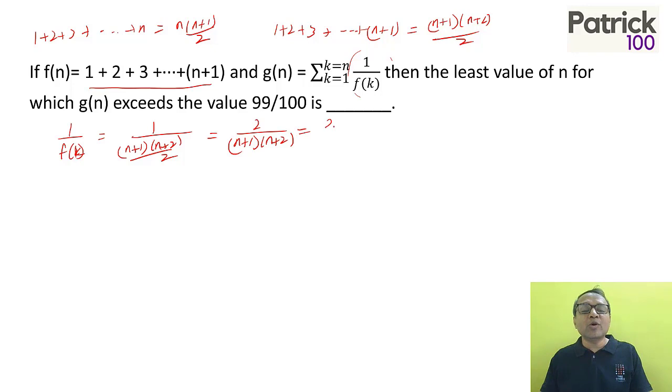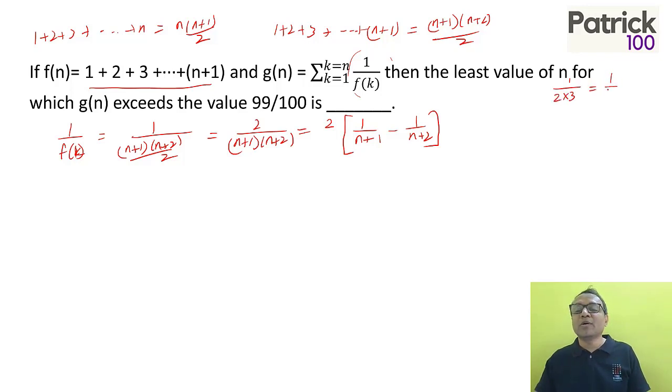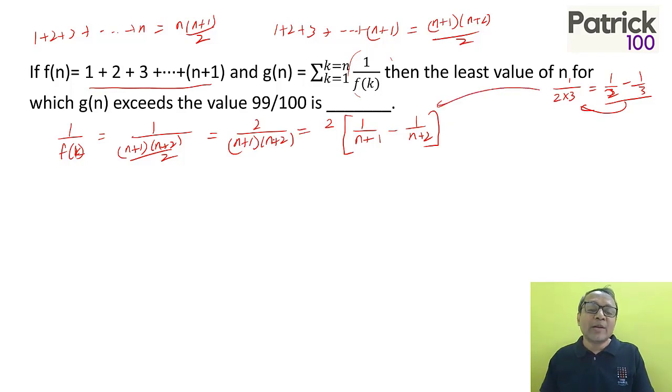Now this is nothing but 2, if I take common, 1 upon n plus 1 minus 1 upon n plus 2. I mean any two consecutive numbers, if I say 1 upon 2 into 3 is nothing but 1 upon 2 minus 1 upon 3. That's how it goes. Now 1 upon 3 minus 1 upon 2 will give you this 3 minus 2. So based on this, I am calculating this. So 1 upon n plus 1 into n plus 2 is 1 upon n plus 1 minus 1 upon n plus 2. Right. Now substitute in this.